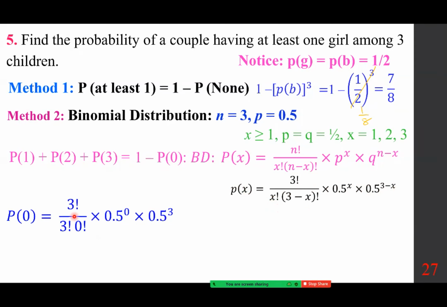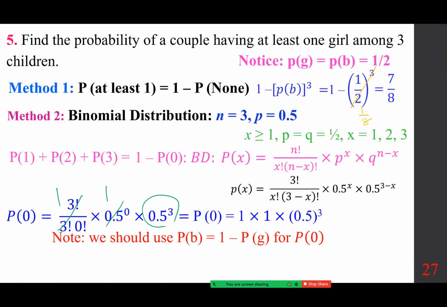0 factorial is 1. This becomes 1. 0.5 to the power of 0 is 1. So it becomes 0.5 to the power of 3. So I hope you see that this is 1. So is this one. So this is the answer. So it becomes 1 times 1 times 0.5 to the power of 3. Also, I want you to note, this is extremely important.